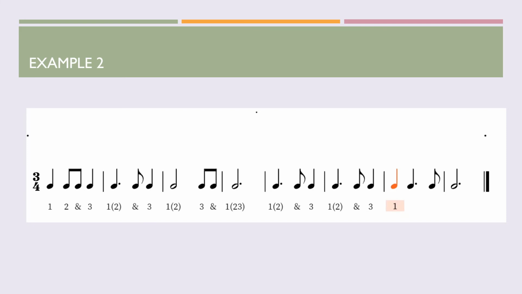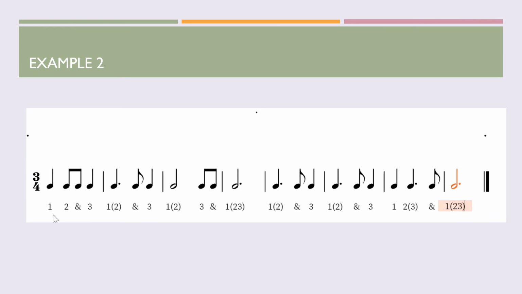Here is beat 1. This is beat 2 plus the first half of beat 3 and the and of beat 3. And the dotted half note gets 3 beats. So let's do the counts. You'll hear 3 clicks of the metronome, and then we will do the counts. Remember, we're only going up to 3, and then we start over with 1.